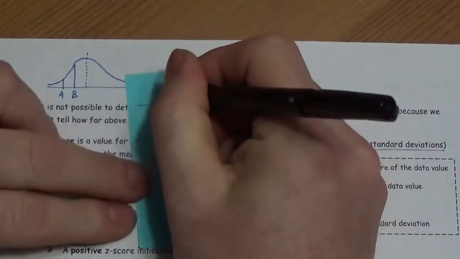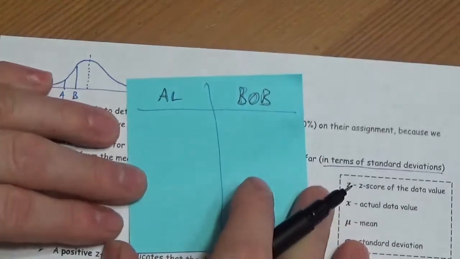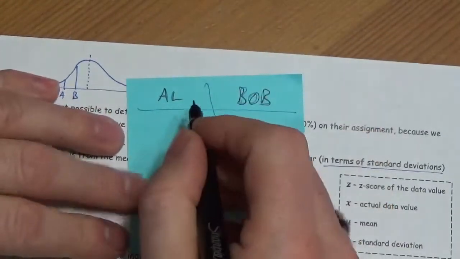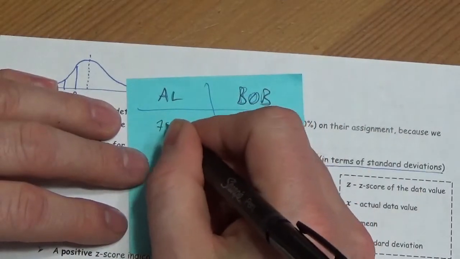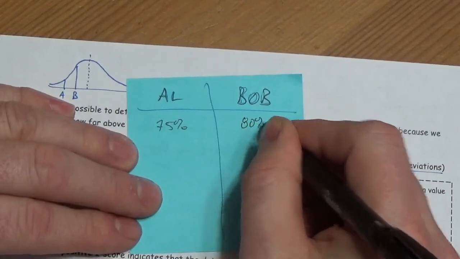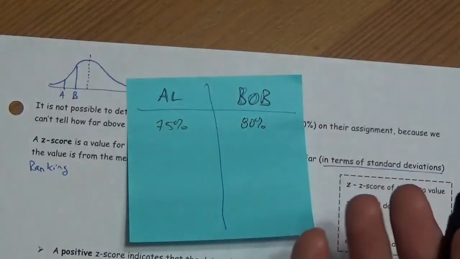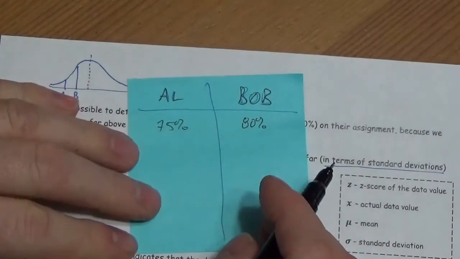So we've got Al and Bob. Now, let's say Al and Bob both write their stats exam. Al, on his exam, gets a mark of 75%, and Bob gets a mark of 80%. Now, at first you might say, well, immediately, looks like Bob did better. Okay, sure, Bob did better.